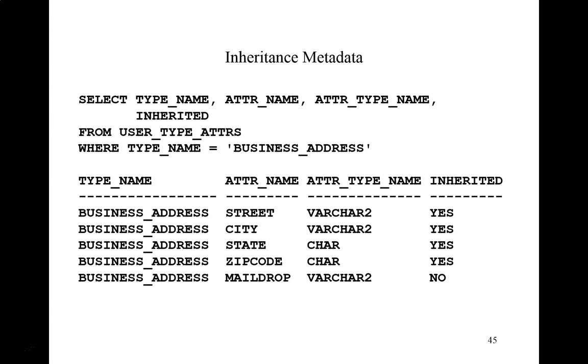If we query user type attributes, we can see for business address, we have the 5 attributes that we recognize here. 4 of them are marked as inherited because they were inherited from the association with address as the supertype. Mail drop says it's not inherited. That's the local attribute.